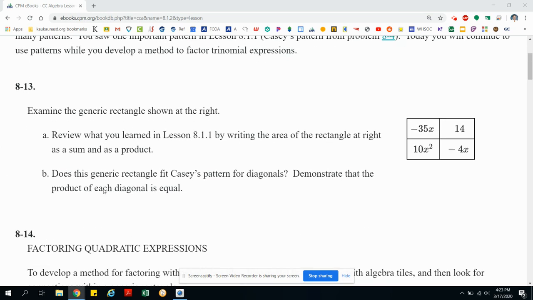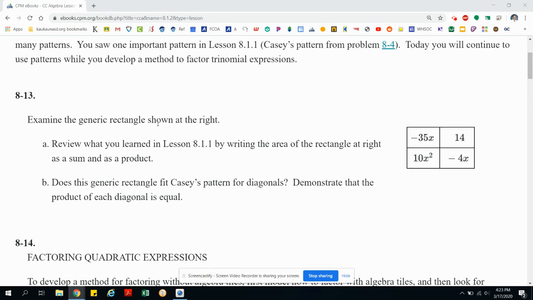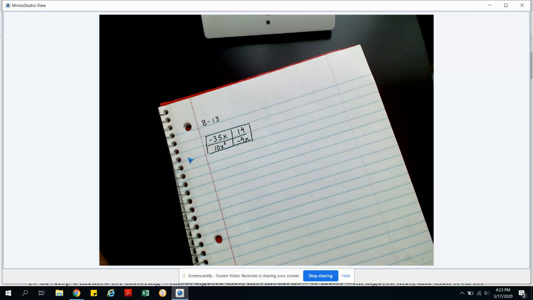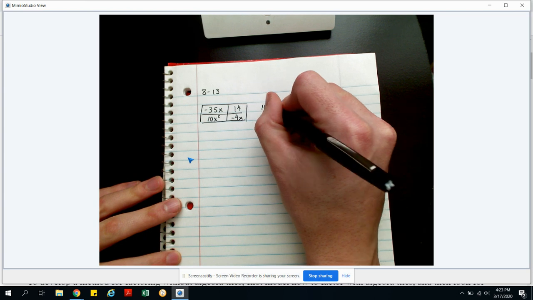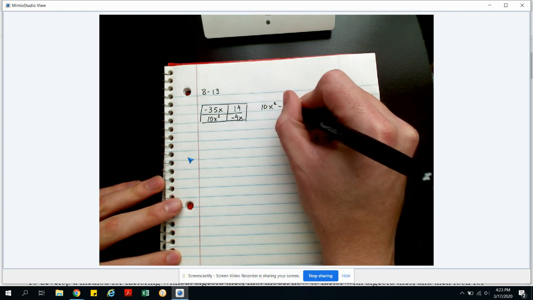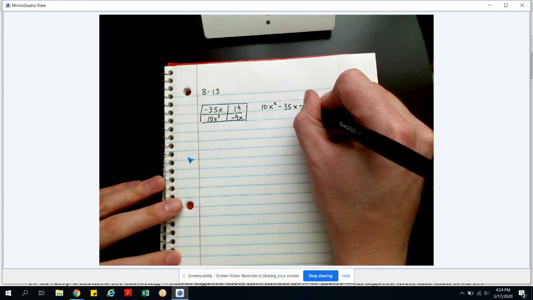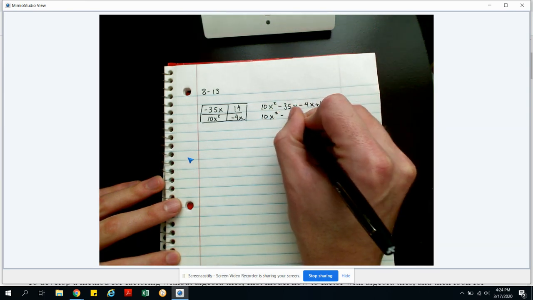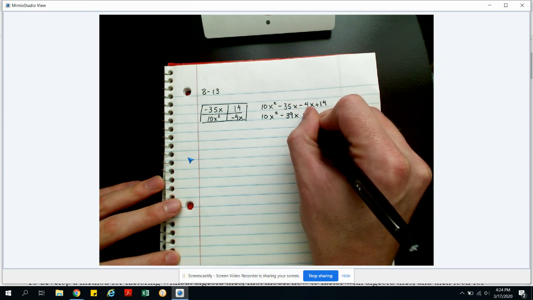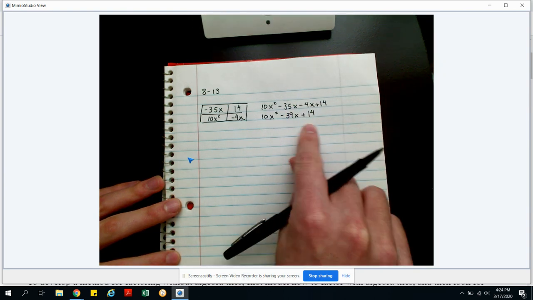So we're going to look at 8-13 for starters. Examine the generic rectangle shown at the right. Review what you learned in lesson 8.1.1 by writing the area of the rectangle at right as a sum and as a product. So I'll switch over to the document camera here first. So we're going to write this as a sum, 10x squared minus 35x minus 4x plus 14. You can go ahead and combine like terms. We get negative 39x plus 14. So there is my sum.